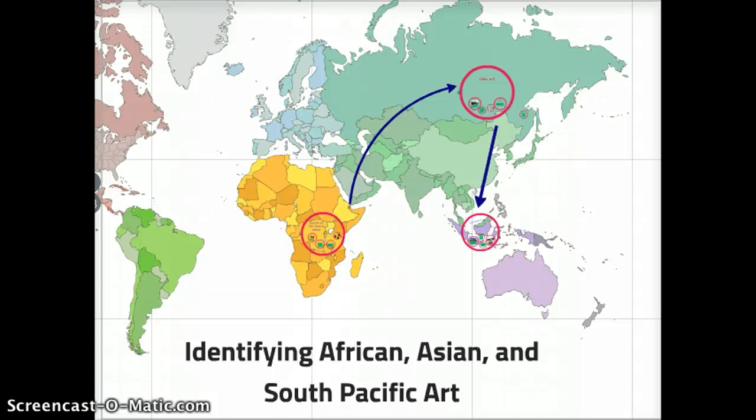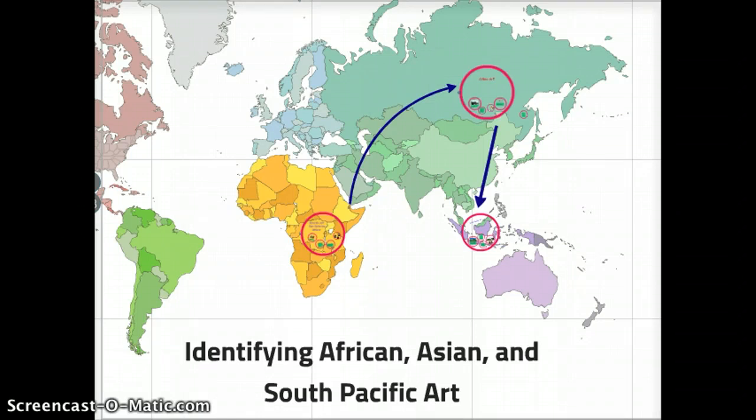Hello, I'm Lucy Ciliax, and we are going to talk about how to identify African, Asian, and South Pacific art today. We're talking about this so that you, as museum curators, can understand a little better how to identify these types of art so you can include them in your museum.